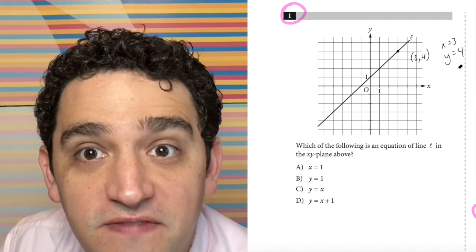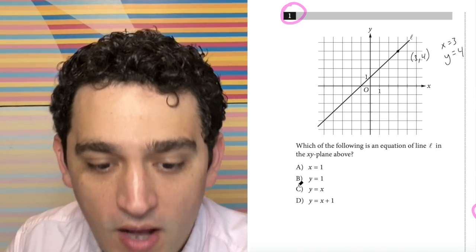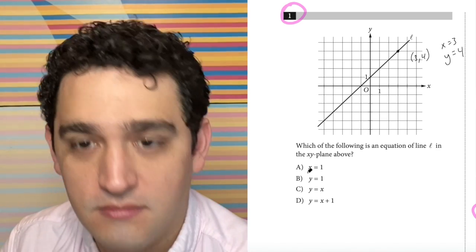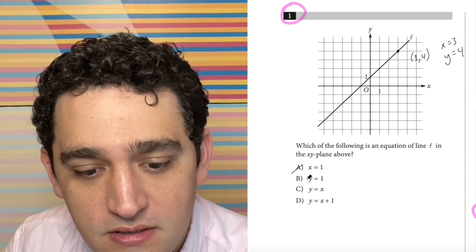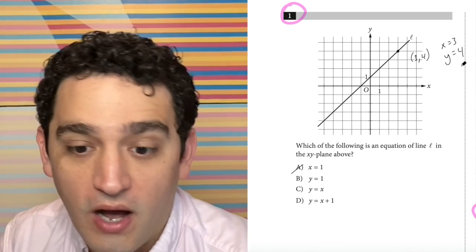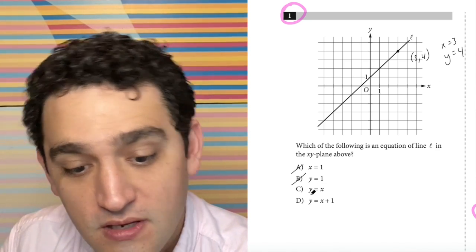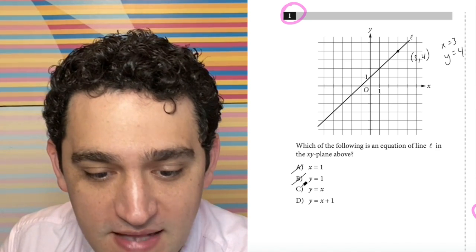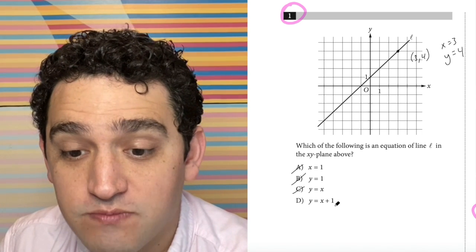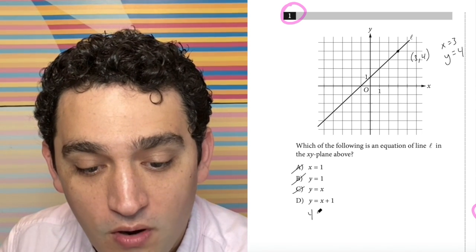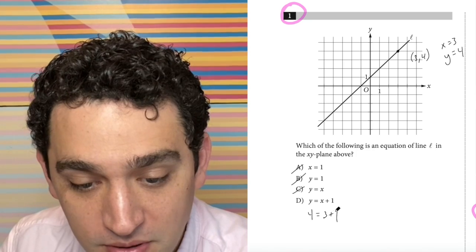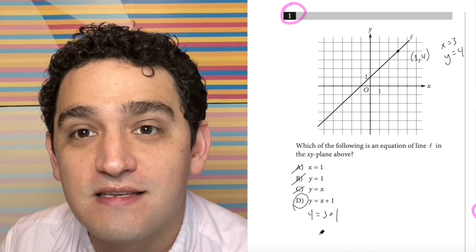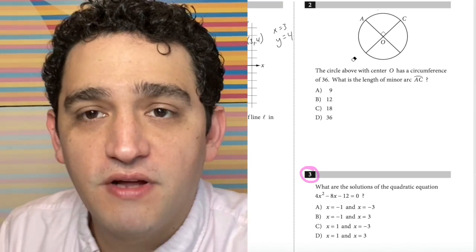Let's see if these fit in any of these. Well, A says x equals 1. Clearly x is 3, that's out. B says y equals 1. Clearly y is 4, that's out. C says y equals x. 4 does not equal 3, that's out. And D says y equals x plus 1. Well, 4 does equal 3 plus 1. And that is the side door method. Let's move on to number 2 over here.